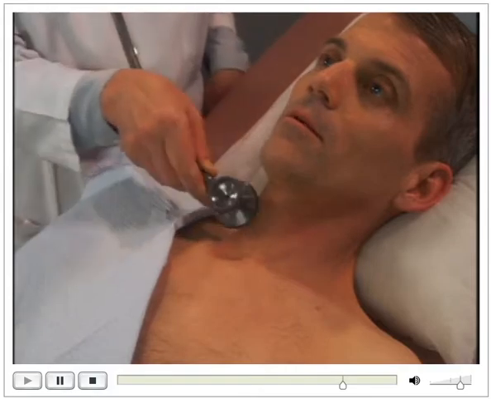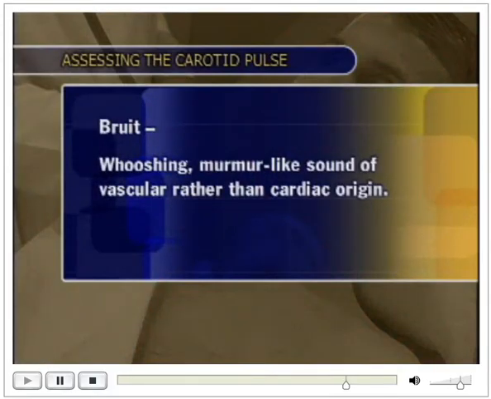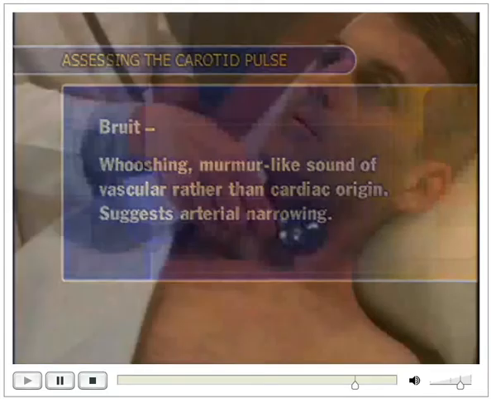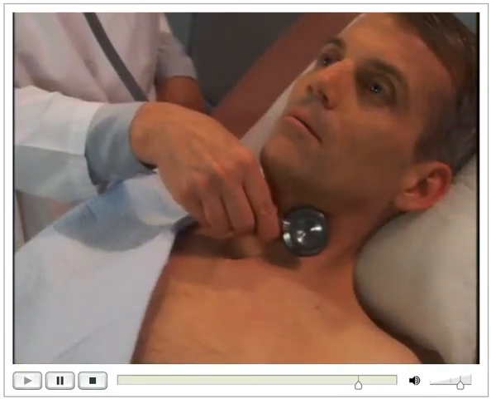Listen for a bruit, which is a whooshing, murmur-like sound of vascular rather than cardiac origin. A bruit suggests arterial narrowing. If present, a bruit would sound like this.